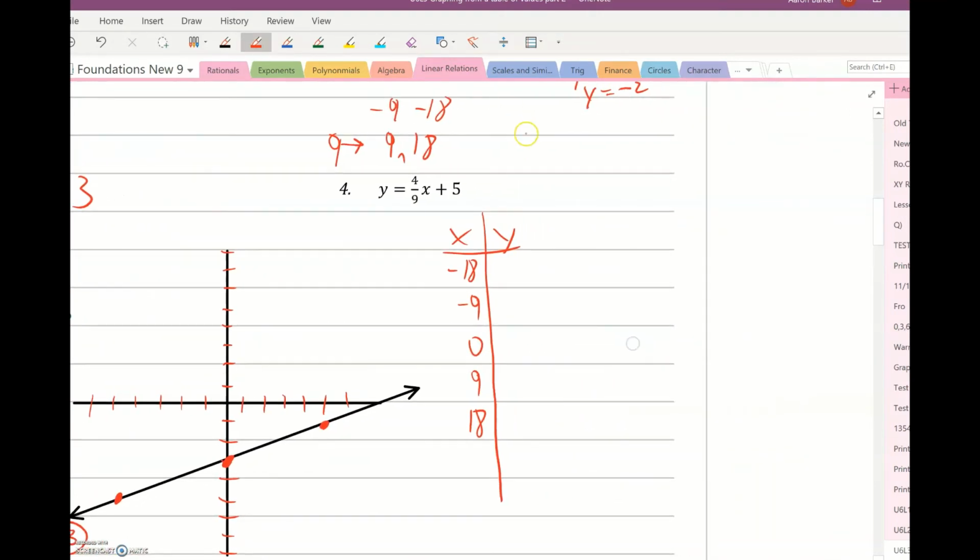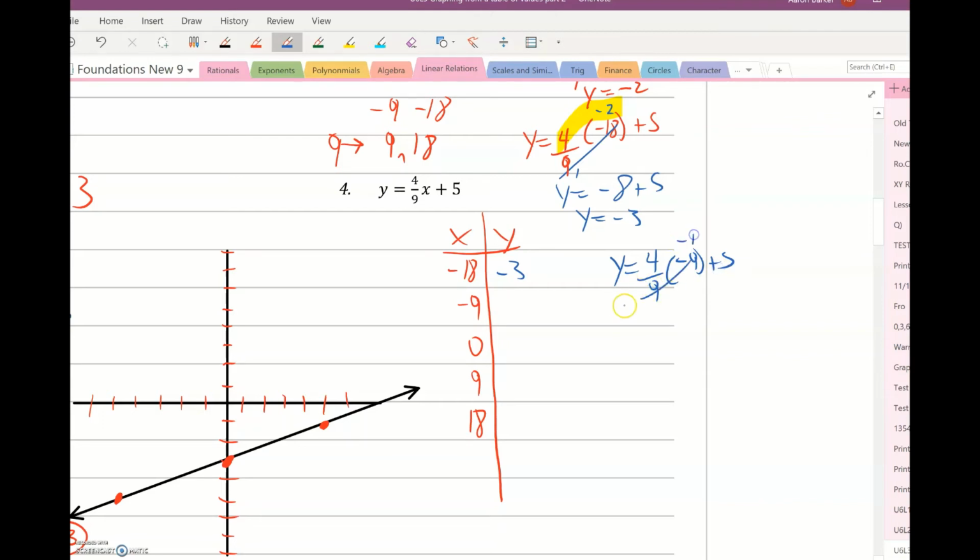And so then I do a little bit of math. So y equals 4 divided by 9 times -18 plus 5. These cancel. -2. And so I multiply 4 times -2, which gives me y equals -8 plus 5. So y equals -3. Good. -9. So we got y equals 4 over 9 times -9 plus 5. Cancels, so y equals -4 plus 5.